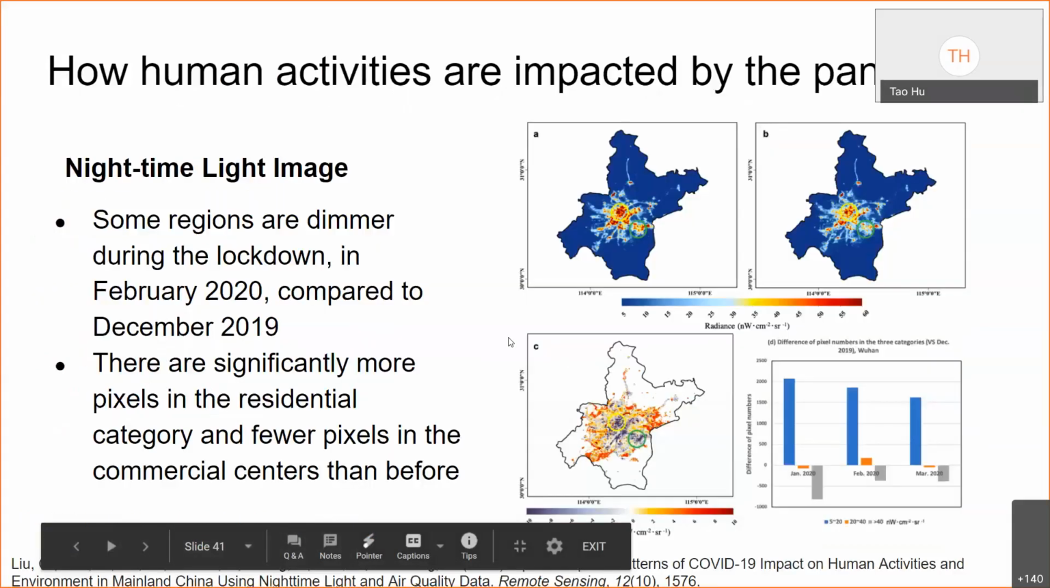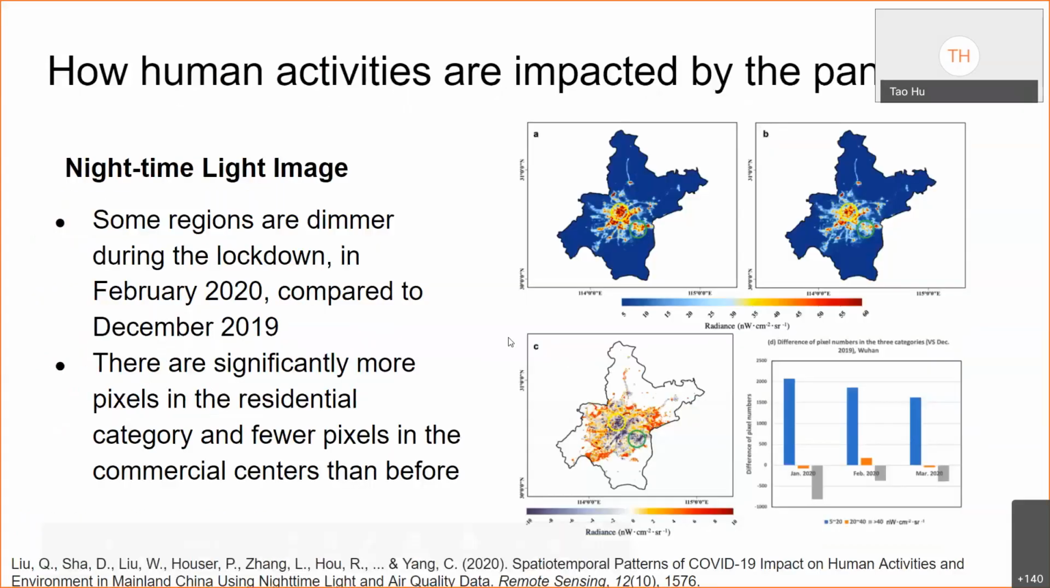So this is the last question about knowledge: how human activities are impacted by the pandemic. To answer this question, we use nighttime light images. Nighttime light images are always considered to estimate human activities. There are two images here. On the left is a nighttime image from December 2019, and the image on the right is from February 2020 in Wuhan. Wuhan is the city that first detected COVID-19.